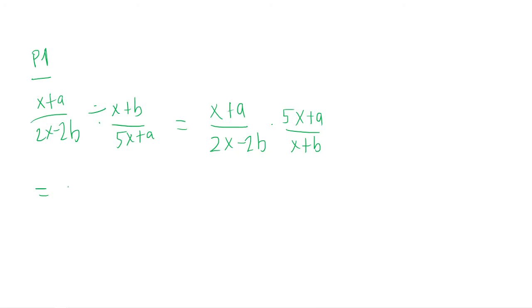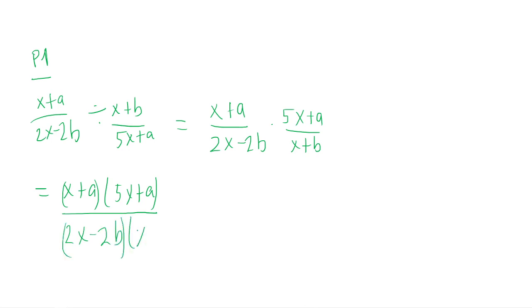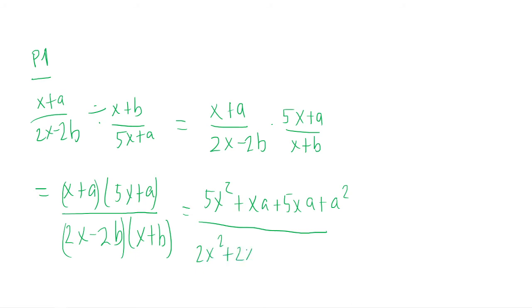And that's equal to x plus a multiplied by 5x plus a, divided by 2x minus 2b multiplied by x plus b, which is equal to 5x squared plus xa plus 5xa plus a squared divided by 2x squared plus 2xb minus 2bx plus 2b squared.